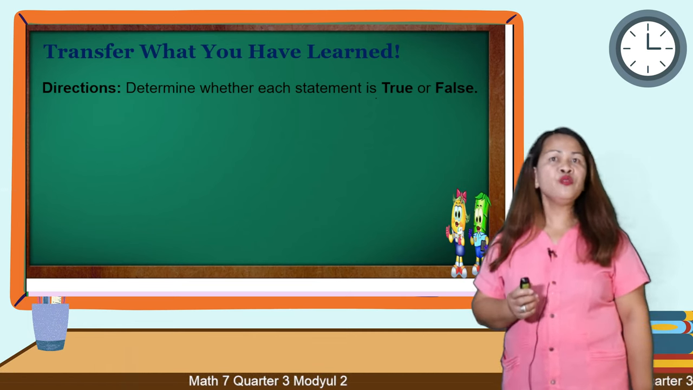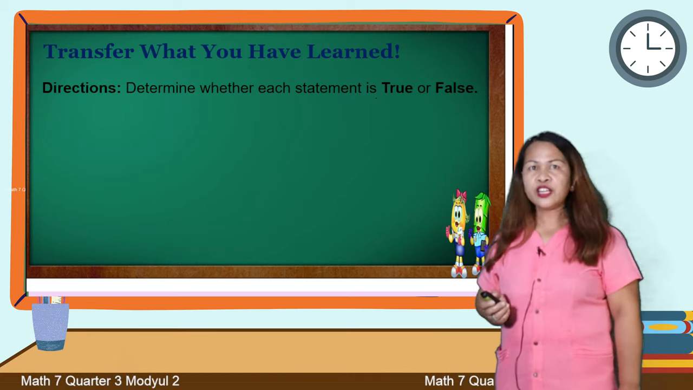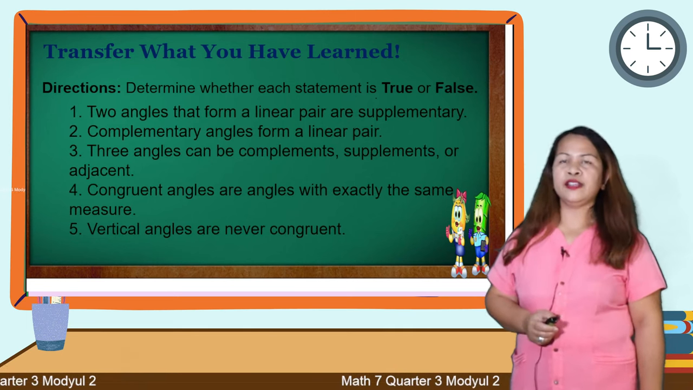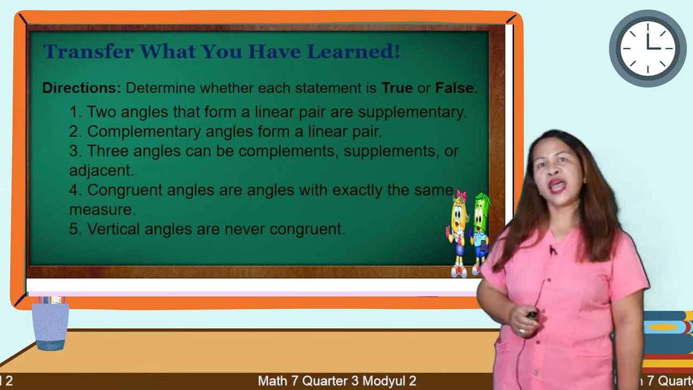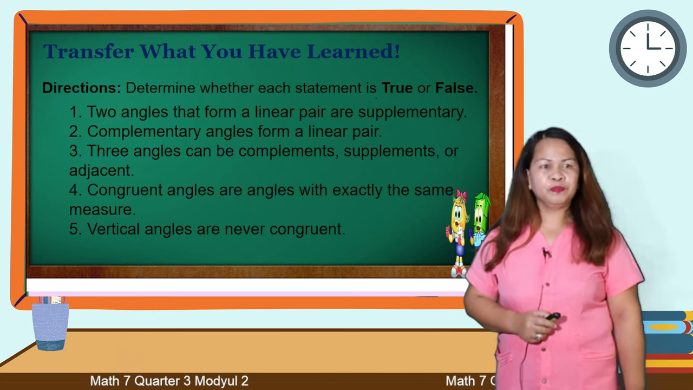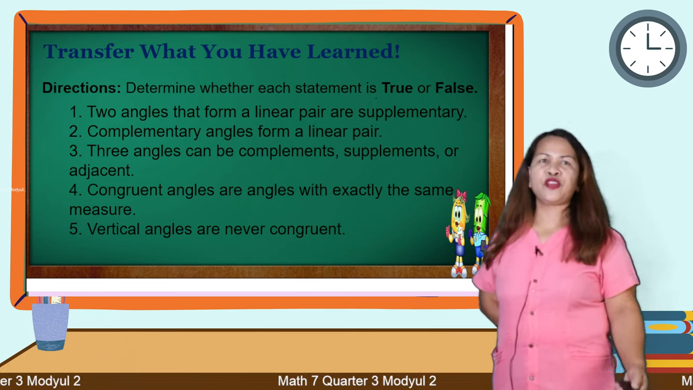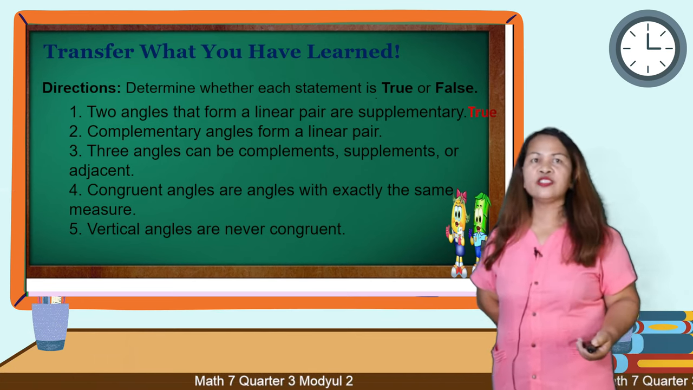Directions: determine whether each statement is true or false. Write your answer, it is either true or false. Number one, two angles that form a linear pair are supplementary. I'm waiting for your answer. Yes, very good. The answer is true.